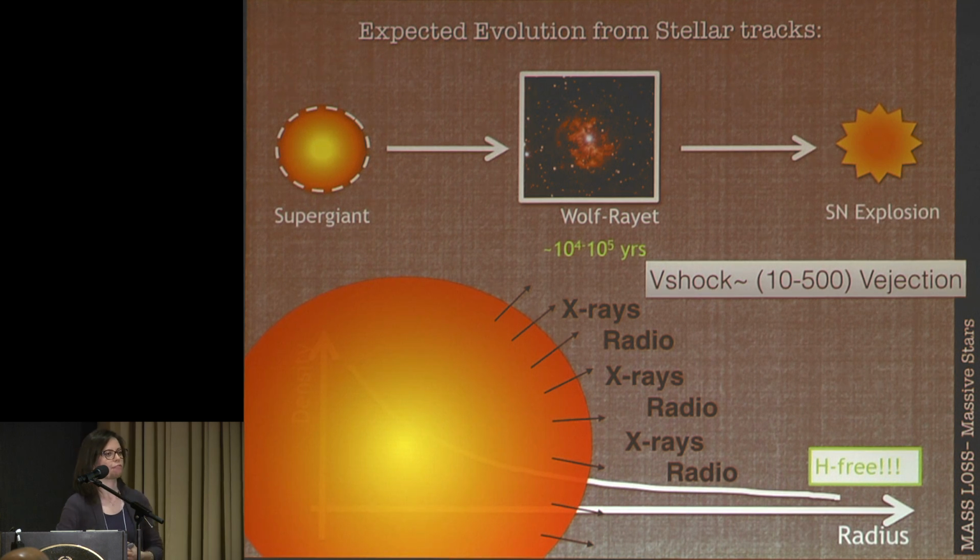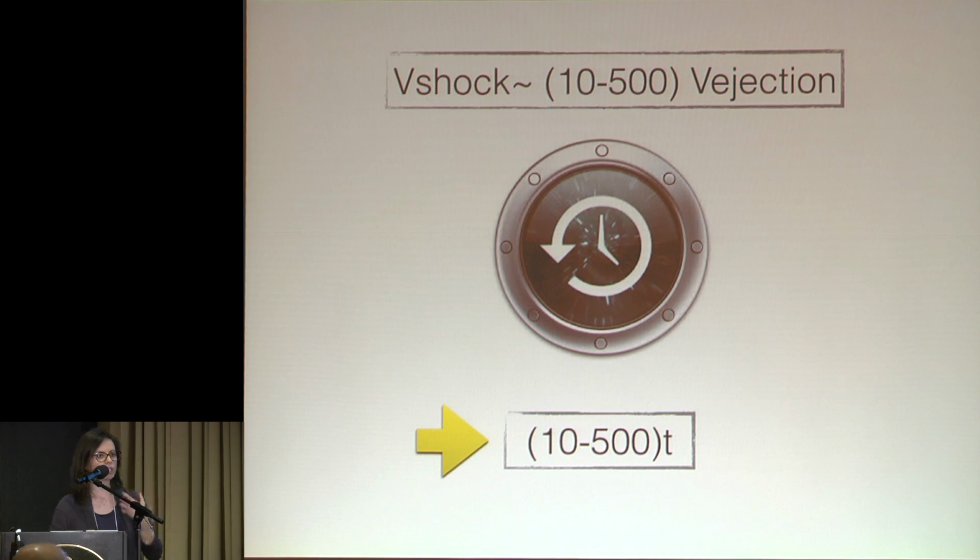But there is a very nice property of that. The supernova shock is much faster than the typical ejection velocity of material by the star before dying. That implies that every time we image something in the radio and X-rays at time t, we are probing a time scale which is 10 to 500 times t back into the life of a massive star. So effectively it acts as a time machine. It's a really, really powerful tool.